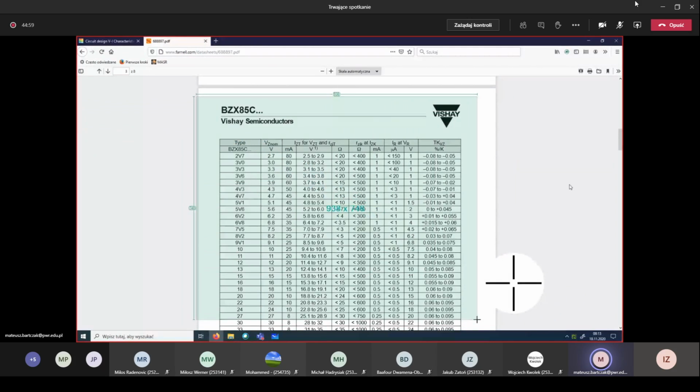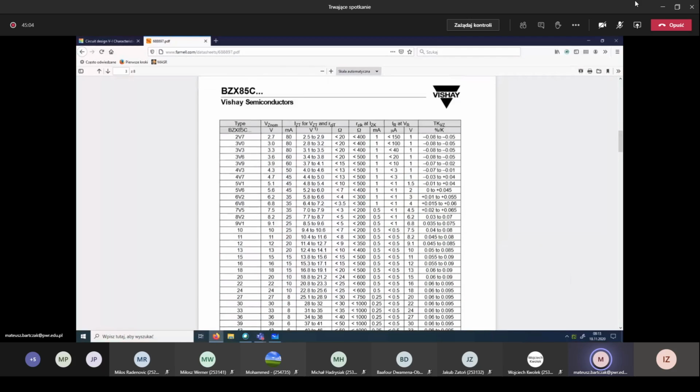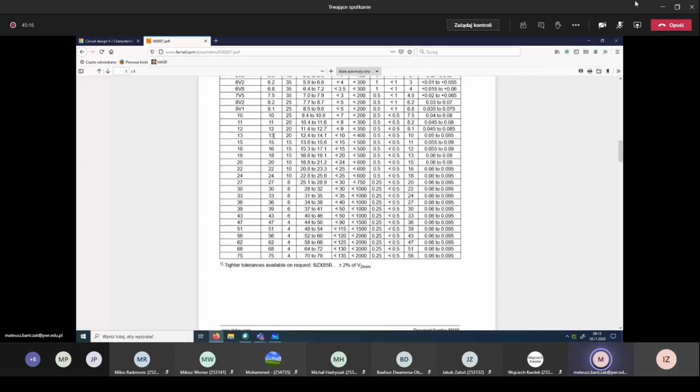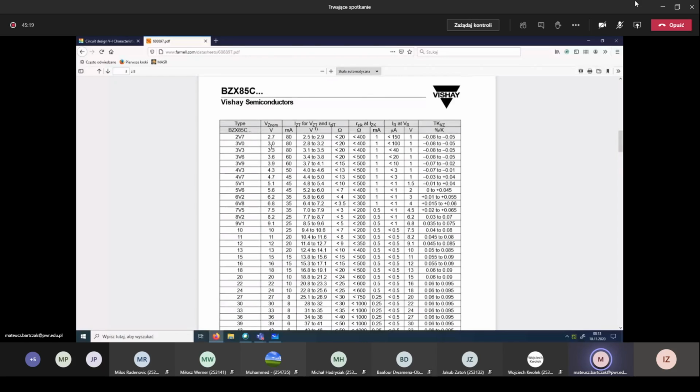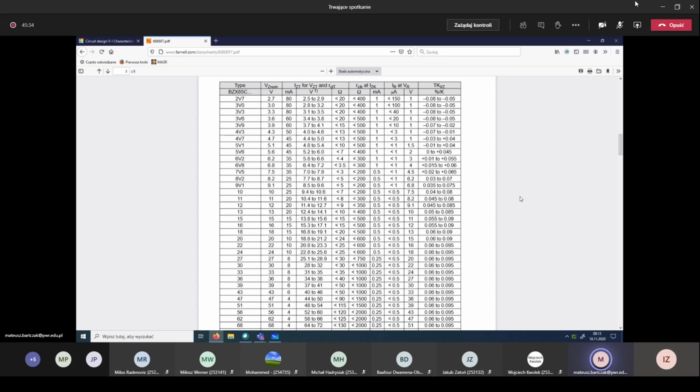So this is the example characteristic, and as you can see here, in this type row, we can see the nominal voltage. Here we have the Zener nominal voltage. We have different Zener diode types, because the diodes are manufactured to have different voltages. So we can have 2.7, 3, 3.3, 3.6. So we have different values of the Zener voltage.